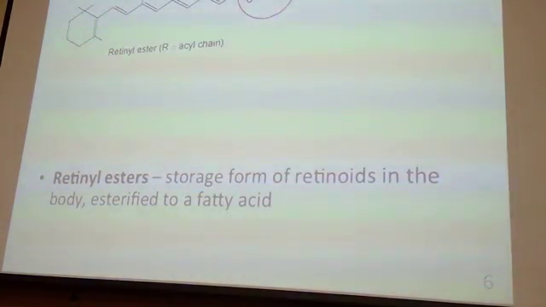Okay, so in terms of our diet, vitamin A is going to come in two primary forms. We'll be getting it as retinol esters, and these are going to mostly come from animal sources. And so here we can see this would be our retinoid molecule, and then it's esterified with a fatty acid. So this R group here would be a fatty acyl chain, right? So it's an esterified form of retinoid. Okay, and this is a storage form of retinoids. So this will mainly be coming from animal sources.